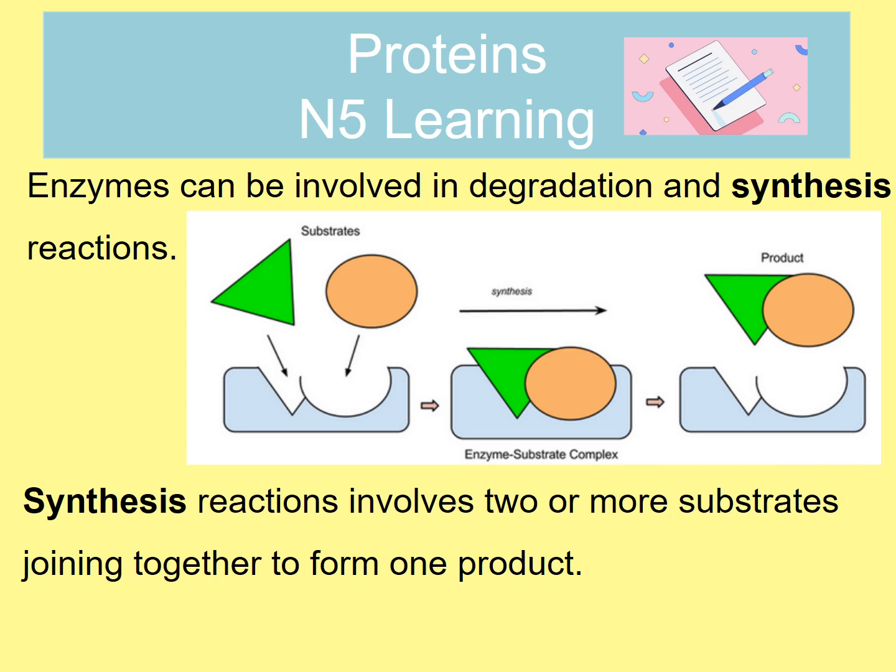The second of the reactions that enzymes can be involved in are synthesis reactions. Synthesis reactions involve two or more smaller substrates joining together to form one larger product. So again, starting at the left-hand side of the diagram, you'll see there that we have two smaller substrates separate from each other, but when they combine together, they'll fit into the active site. The synthesis reaction sees products being released on the right-hand side, which are larger than the two substrates were to begin with.